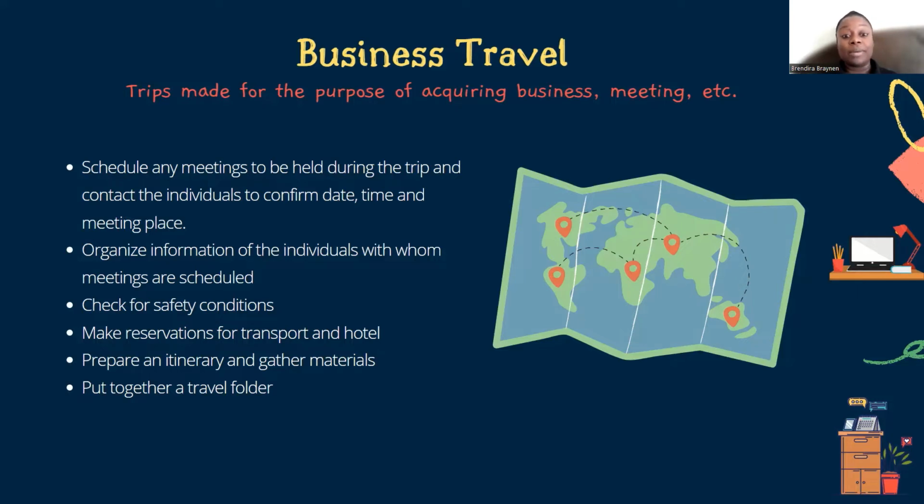And so that involves confirming dates, times, and meeting places for meetings. It involves organizing information for the individuals. Let's say you're going to a meeting or you're going to meet a specific client. Well, there might be some information you need to carry with you. And so the individual responsible for helping prepare may want to put that information together so that the traveler has easy access to know who they're meeting and know information about the person, so that they can have conversation, or so they can know exactly what they're trying to sell to them, so that they have all of the information that they need to make the trip successful.